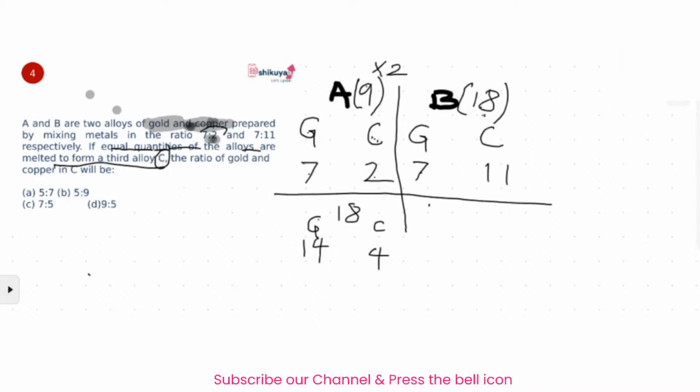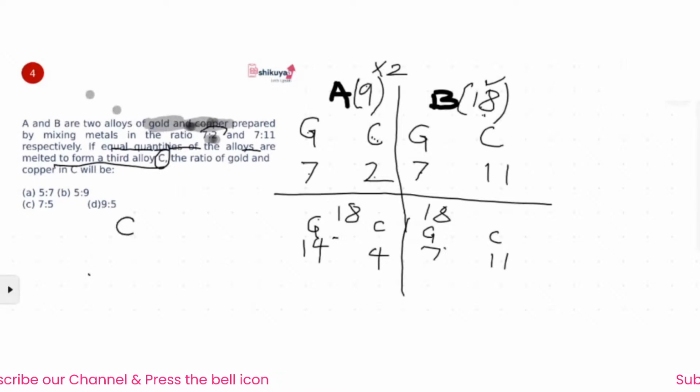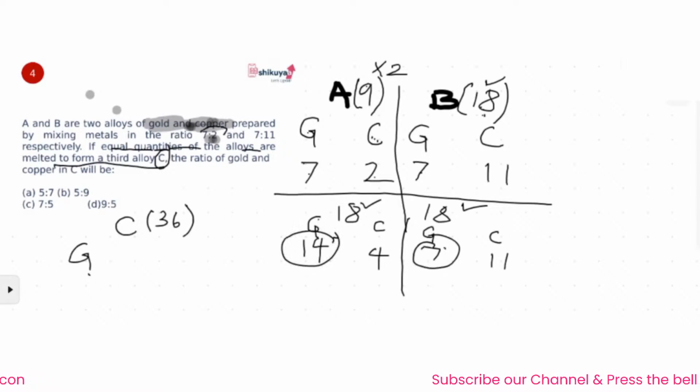When I have 18 units of B with me, the gold and copper are going to remain the same, that is 7 and 11, because it is already 18 units. So now when I add them together, I will have C, and now C has 36 units, because this is 18 and this is 18, and the gold is 14 plus 7, that is 21, and 4 plus 11, that is 15, is copper.